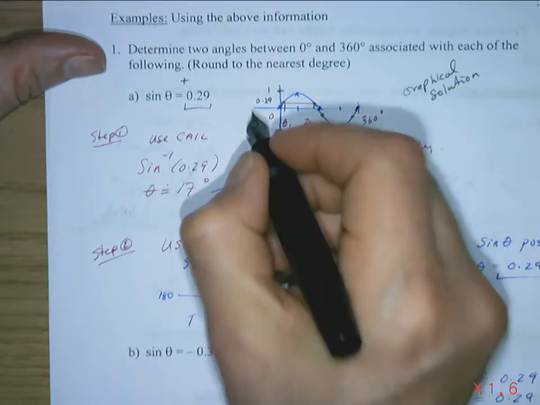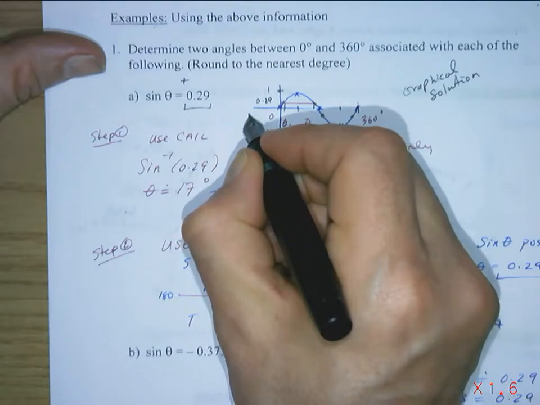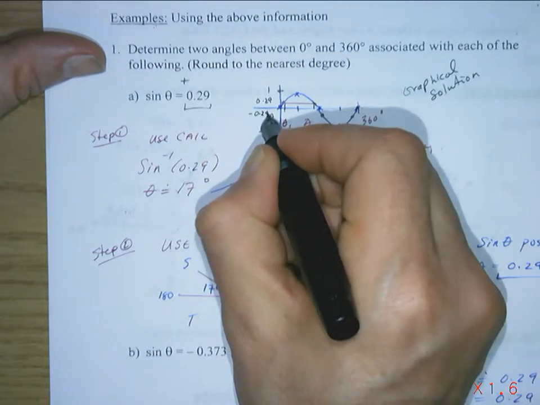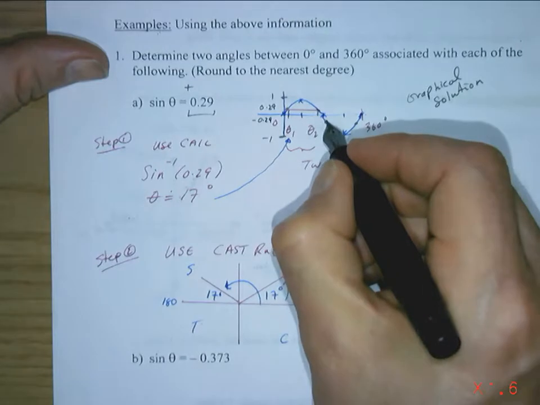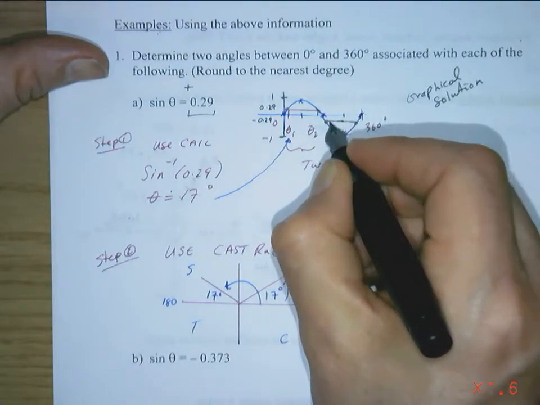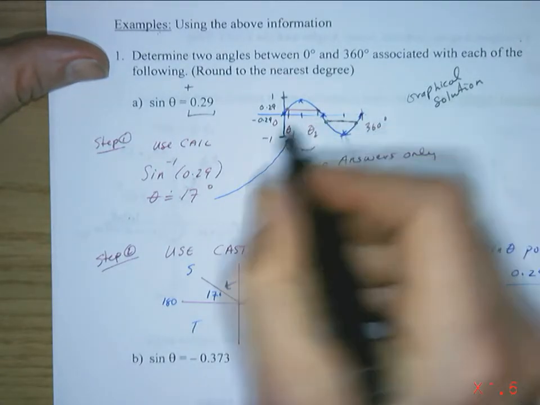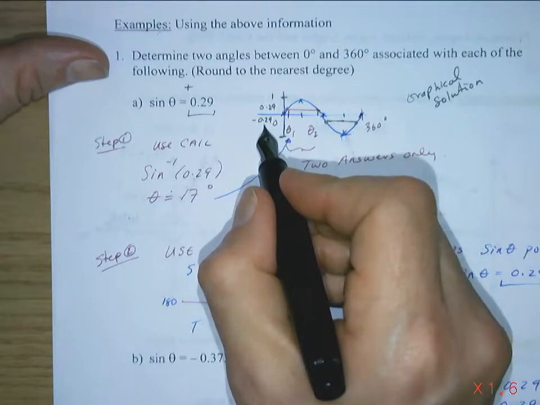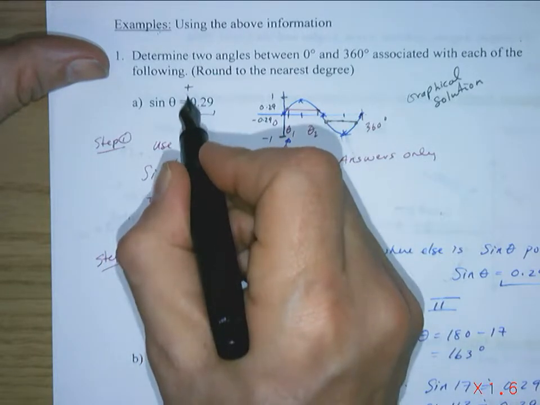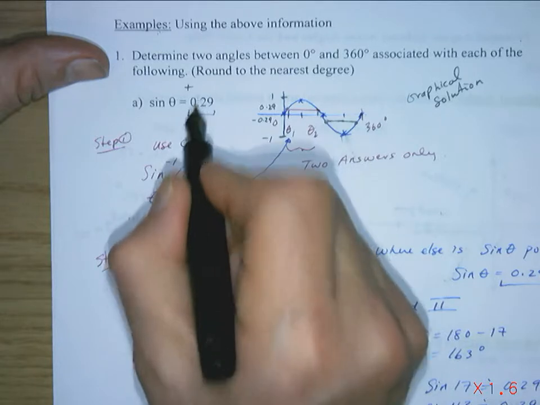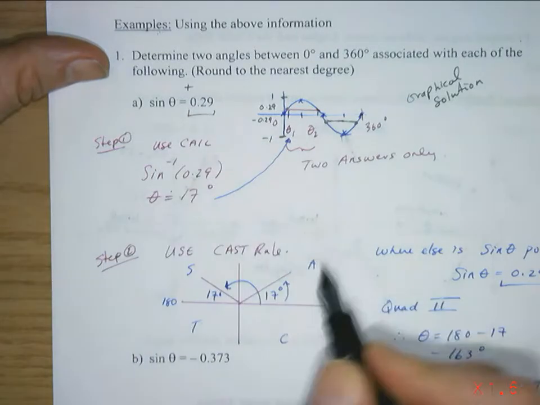Now, something to notice here, it's also going to give me 0.29 twice. It's going to hit it here, and it's going to hit it here. Okay? But that's negative 0.29. I don't want those. The question asked for positive 0.29. That's going to become very important in a minute, so pay attention to that.